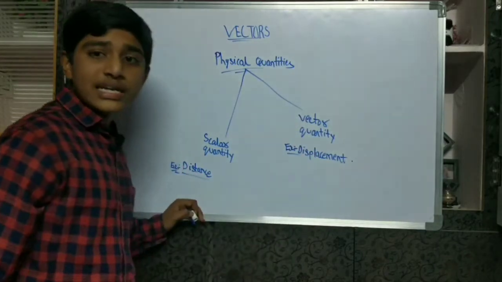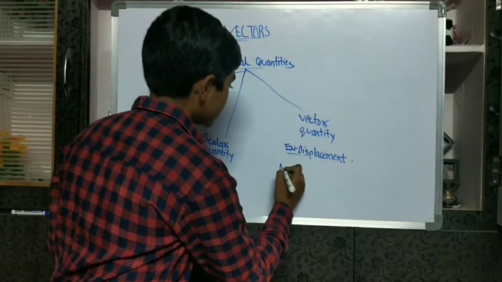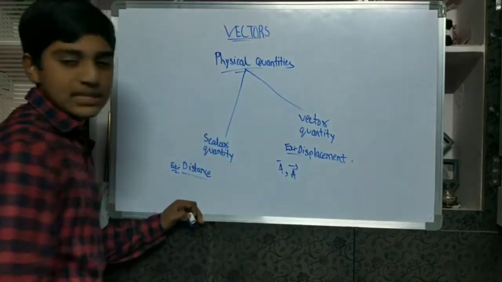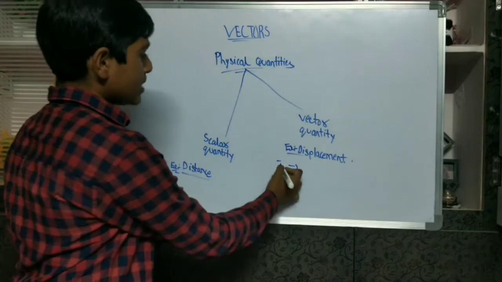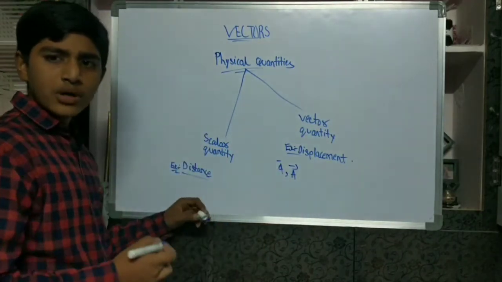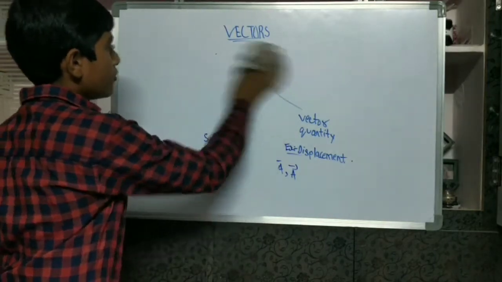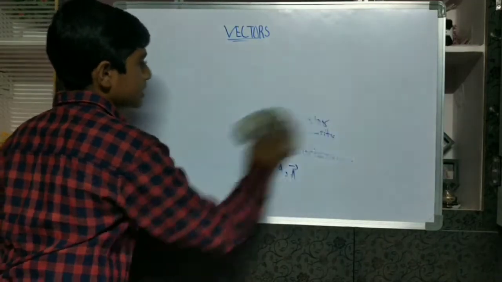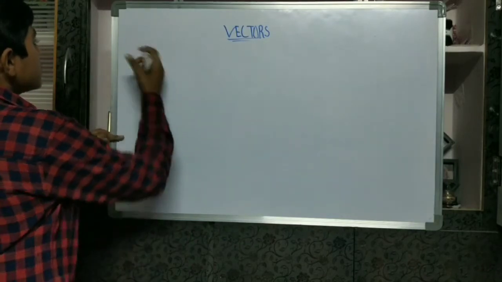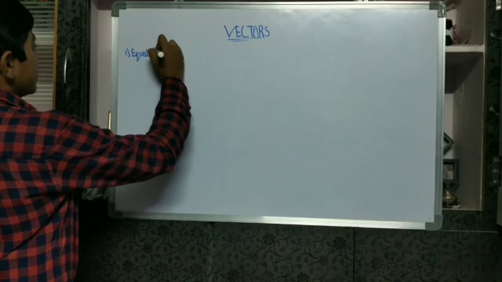This vector quantity is denoted as, for example, let us take a vector A. So we write it as A bar, or we write it like this. Okay? And now let us know about vectors. Just now I have told you about vectors, and these vectors are of many types. Let us learn some of them. The first one is equal vectors.